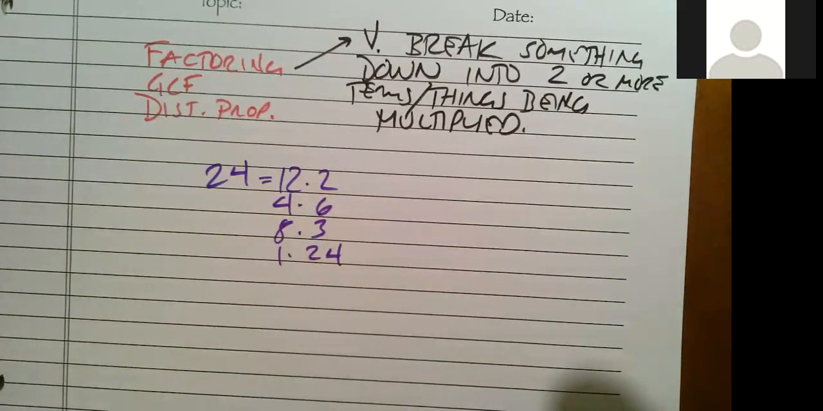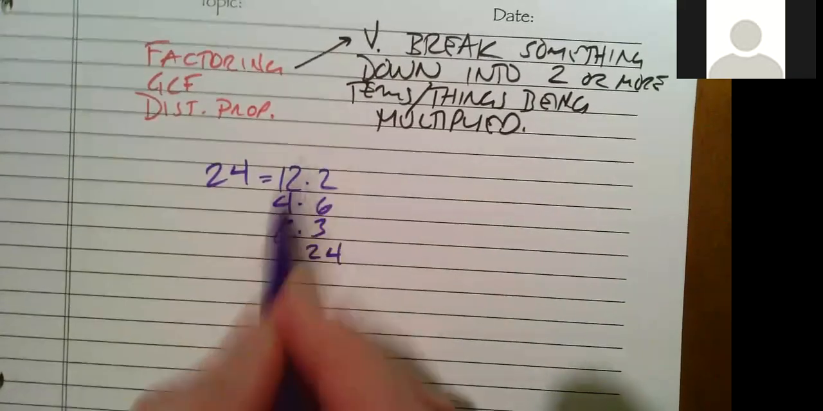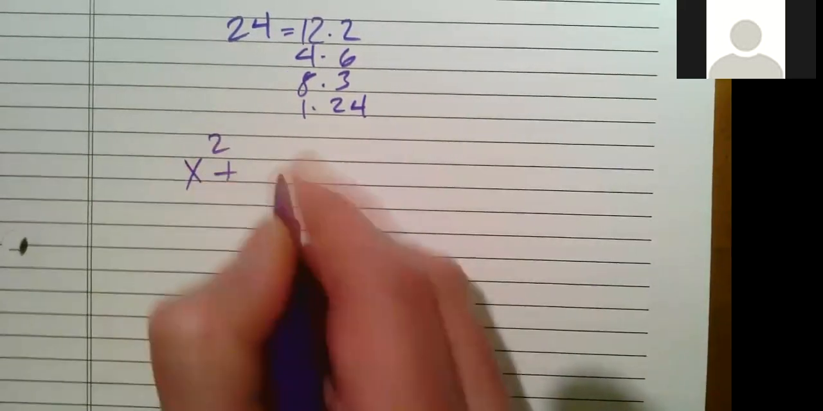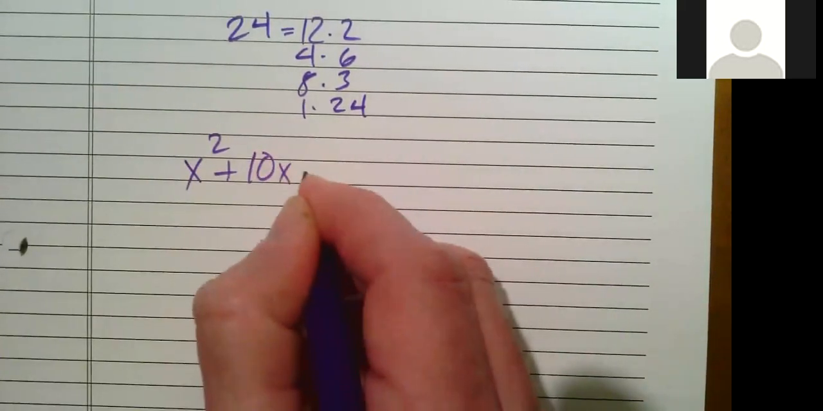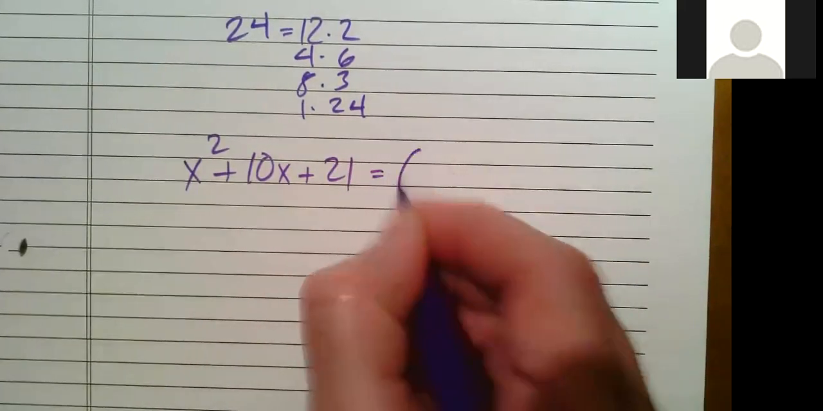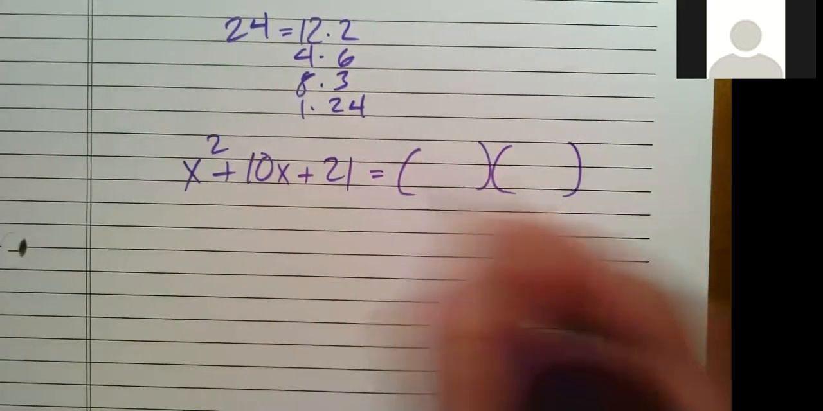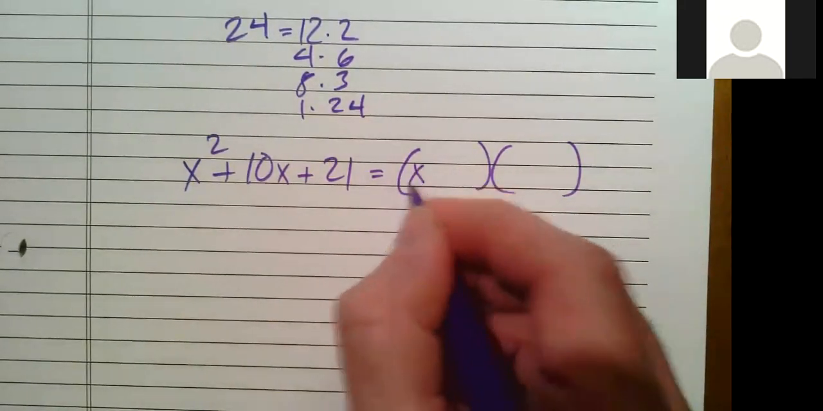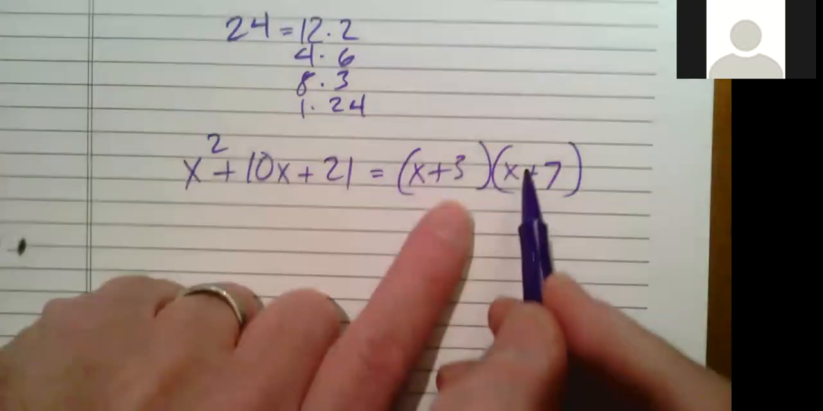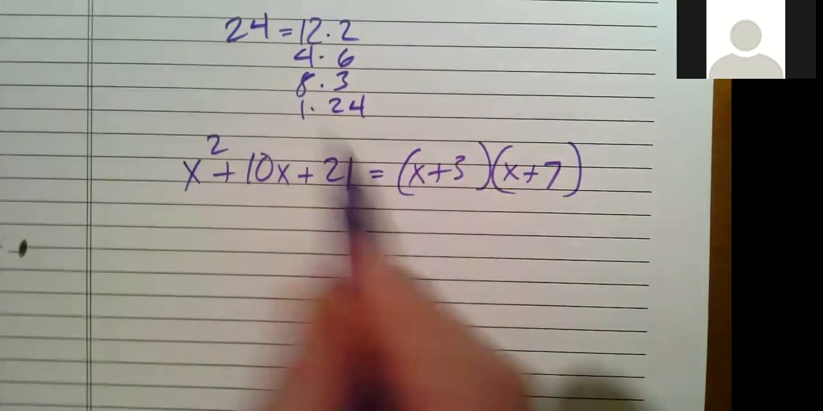But ultimately, when we're doing this from an algebraic standpoint, a lot of what we're going to be doing is starting with something like x squared plus 10x plus 21, and you're going to write this as two things that could have been multiplied to make this work. In this case, x plus 3 and x plus 7 is a way that we could multiply two things to get to a whole polynomial here.